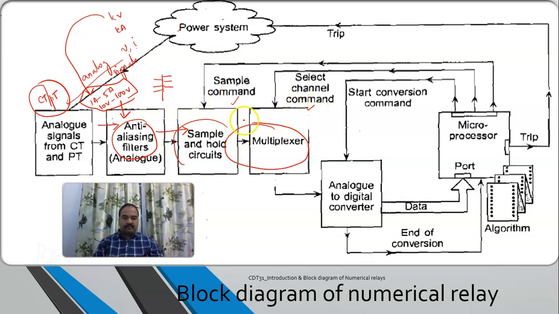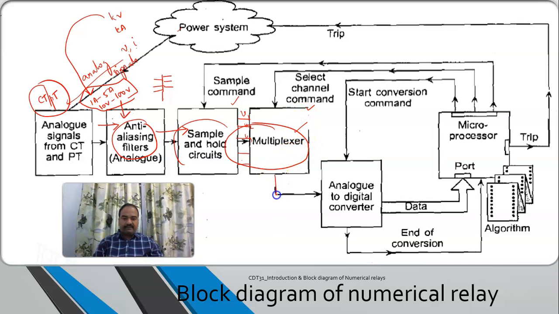So here multiple channels will be there, right? Multiple data will be coming from multiple channels. Out of that, which channel am I supposed to select? Let us suppose there can be V1, V2, V3, I1, I2, I3, like that. Multiple channels will be there. Which channel am I supposed to take? One at a time, right? So that selection of data will be done in the multiplexer.